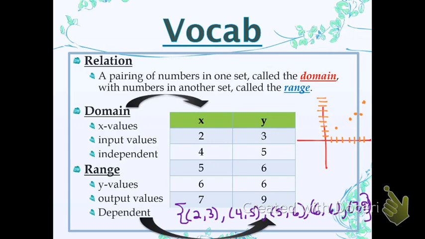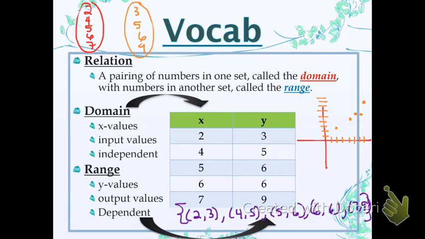Or one last way that you could represent this is you could show it as a mapping diagram. In a mapping diagram, you'll have one circle or curved type shape. I guess it's more elliptical than circular. And you would list your input values or your x's there. So our x values are 2, 4, 5, 6, and 7. And then you'd have another one for your y values, which are 3, 5, 6, and 9. Notice how I didn't write the 6 twice. I just wrote it once for the y values.